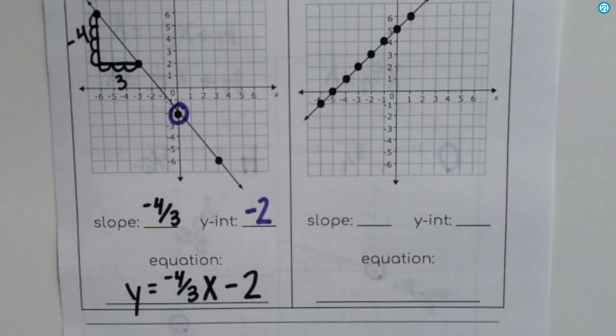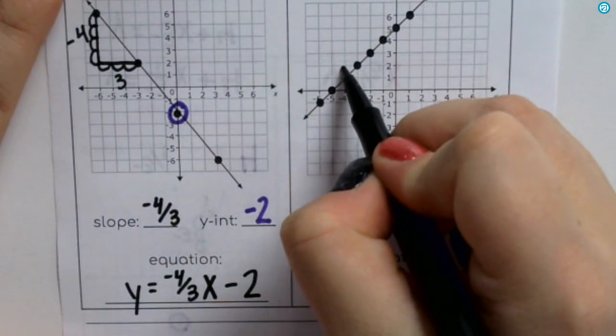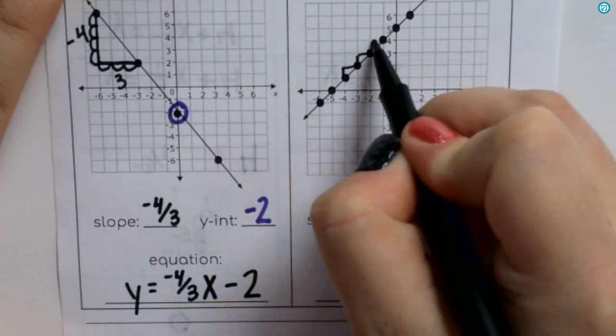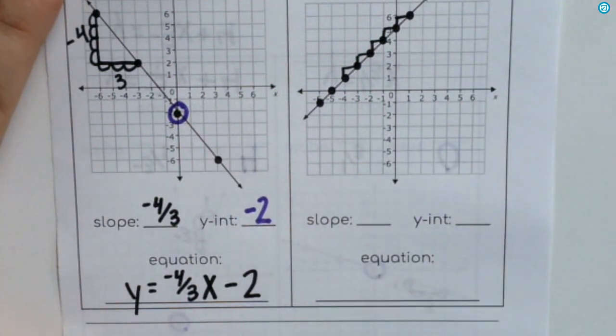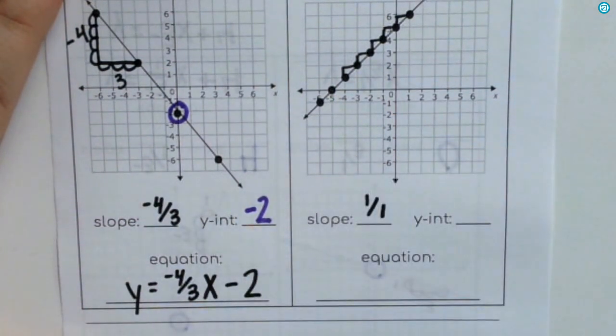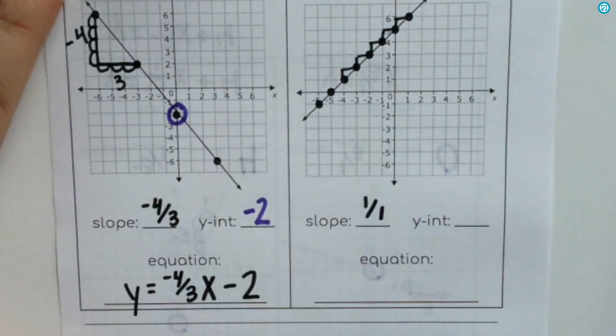Last one. Looking at my last graph right away, what's my slope? No, your slope. No, your y-intercept is 5. See how it's a perfect little staircase? It's just 1/1, okay? And then my y-intercept, yes, Jasper, is 5.